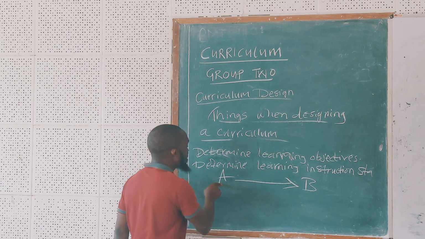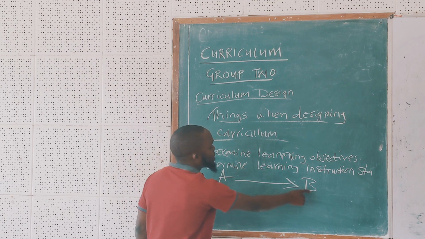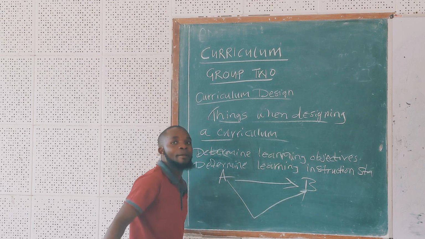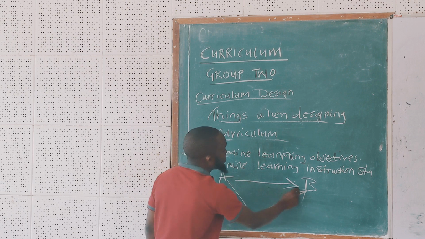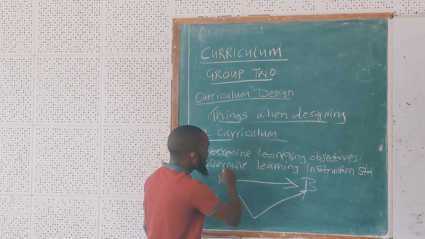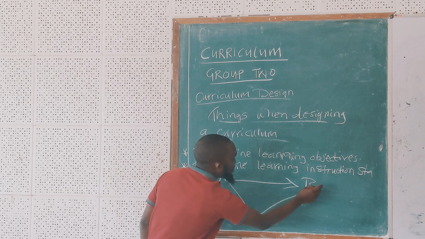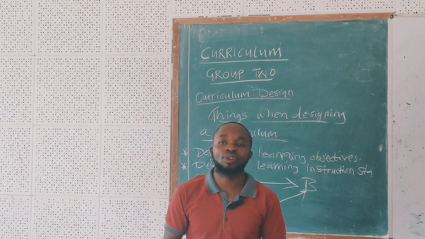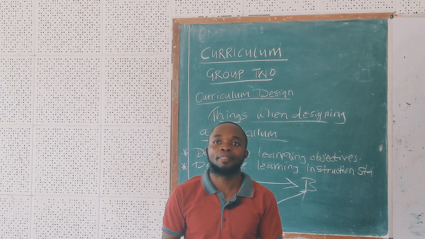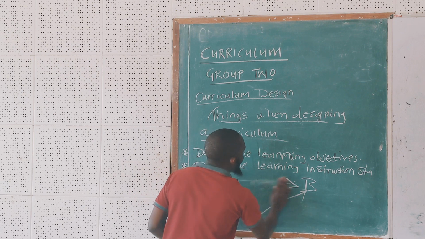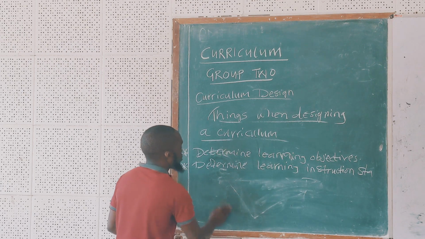So it's like the same point A, you want to go to B. There are so many routes that you can use to reach B. You can use a direct route like this one. You can also use this other route. So these many ways of reaching point B are what we call learning instruction strategy. I'm pretty sure that one is clear. Let's consider another point.